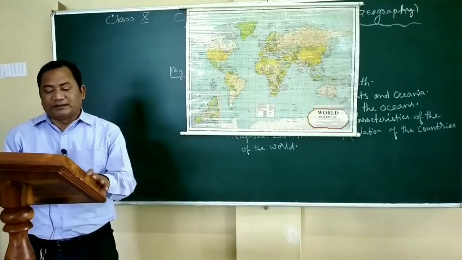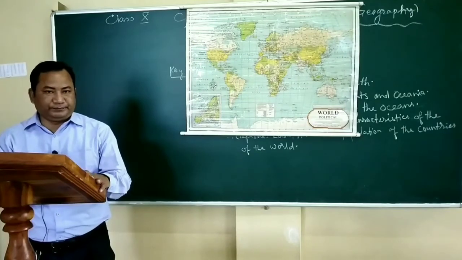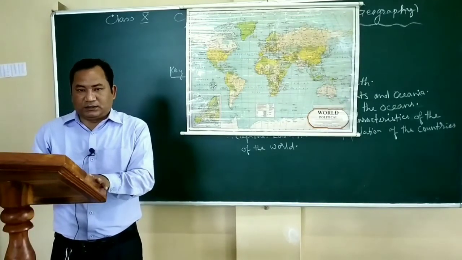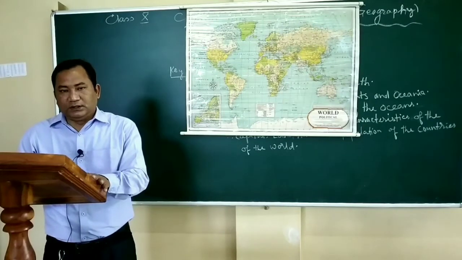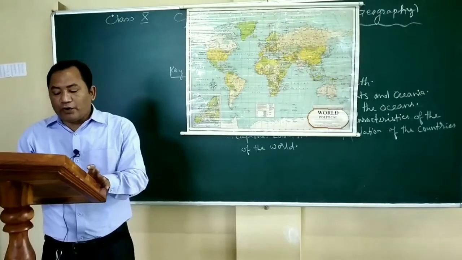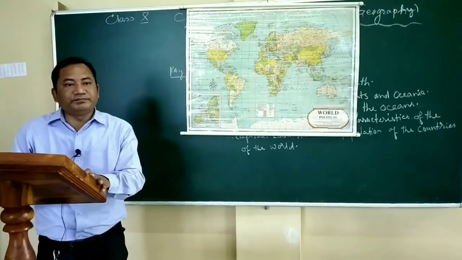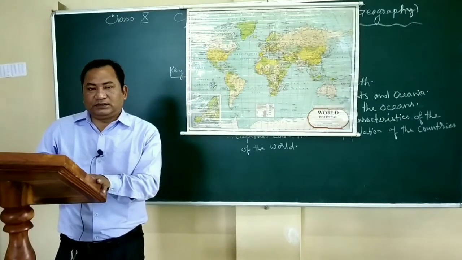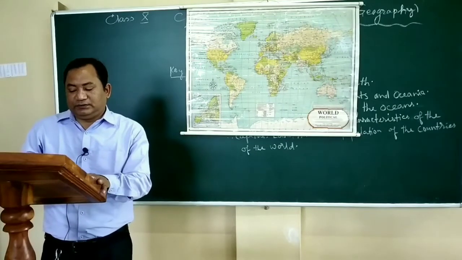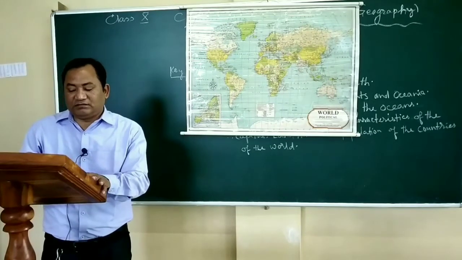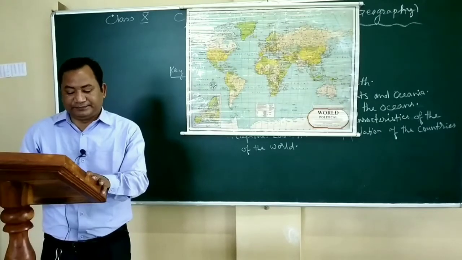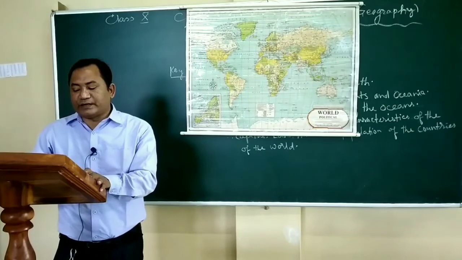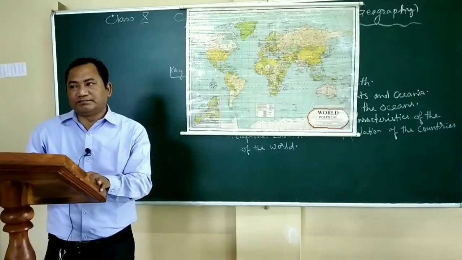Now, we'll discuss the oceanic floor. The ocean floor is rock. The floor of the ocean has landforms like ridges, canyons, oceanic hills, trenches, etc. The average depth of the ocean floor is 4,000 meters.